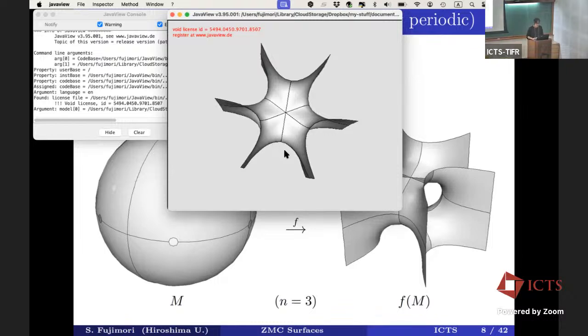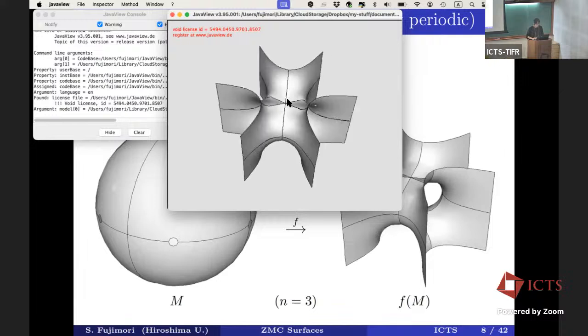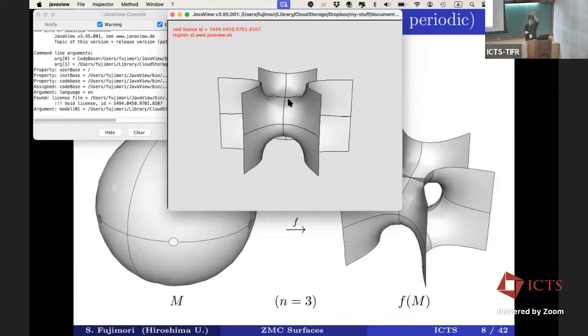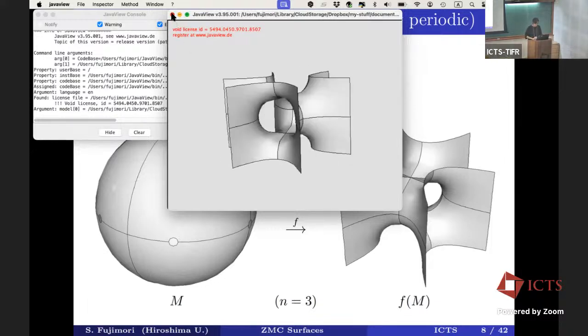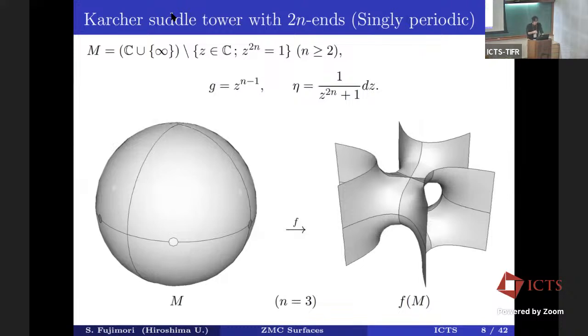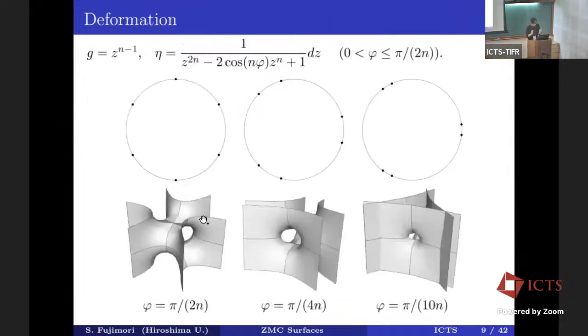So in such a way, we have a singly periodic minimal surface with 6 ends: 1, 2, 3, 4, 5, 6. In the vertical direction it is translation invariant. This is the most symmetric case, so the ends are located symmetrically. But one can move the location of the ends in this way, so we can deform it.